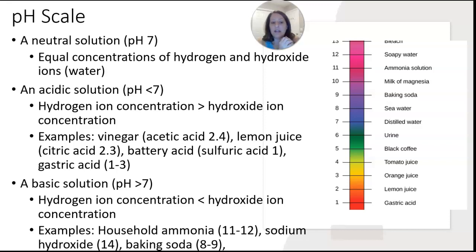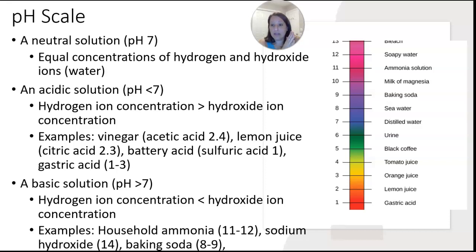Okay. On the other hand, a basic solution is going to have a pH above 7 on our pH scale. And it's going to be just the opposite here. So as we go above 7, the concentration of hydrogen ions is going to decrease, while the concentration of hydroxide ions will increase. Okay. Some examples of basic, we can use the term alkaline as well. So basic and alkaline are kind of used interchangeably. In a basic solution, some examples of basic solutions, household ammonia is pretty basic. It has a pH of about 11 to 12.